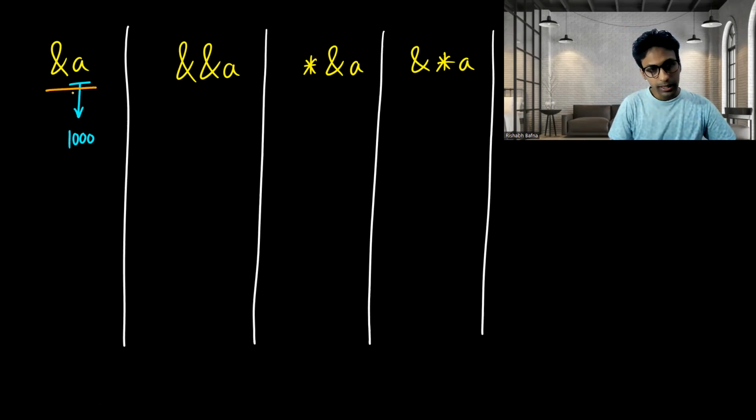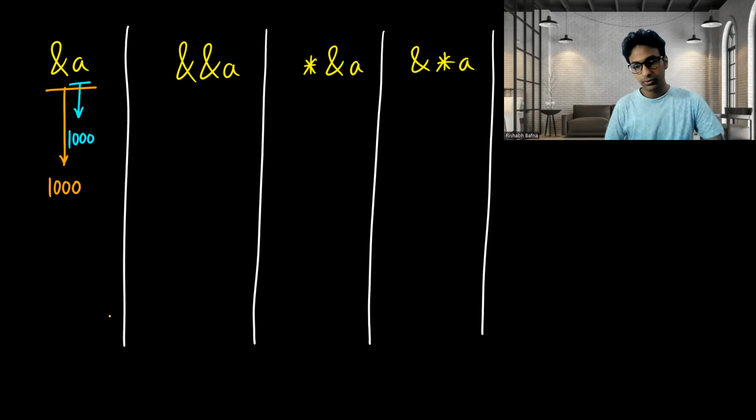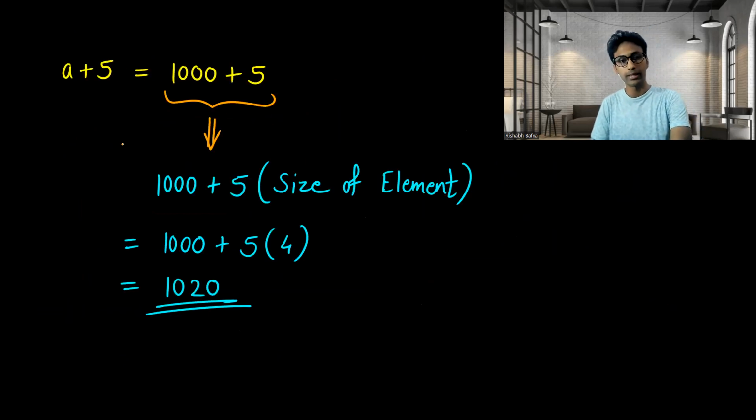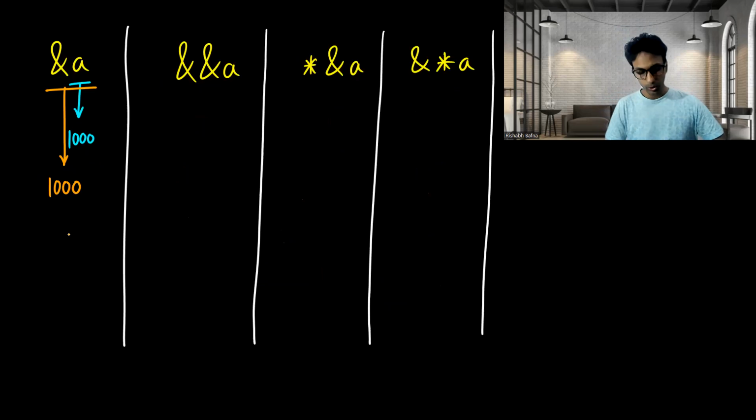So just see this one. &A is 1000. Why 1000? If you observe this one, what is the base address of the entire 1D array? Obviously, it's the starting 1000, the same as the base address of the zeroth element. I hope you're getting it. Fine. So let's see a few more questions.